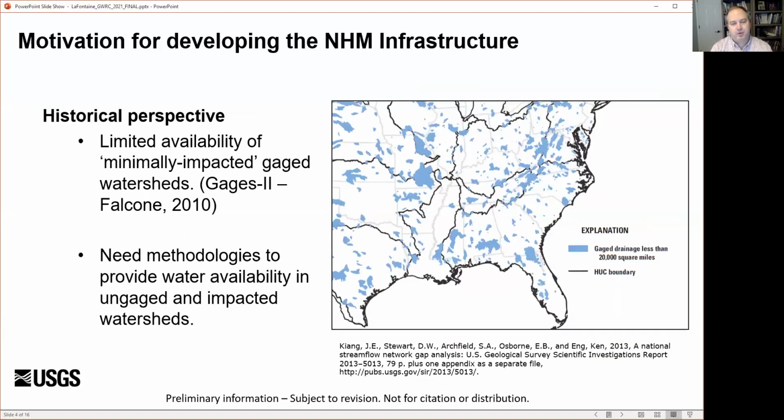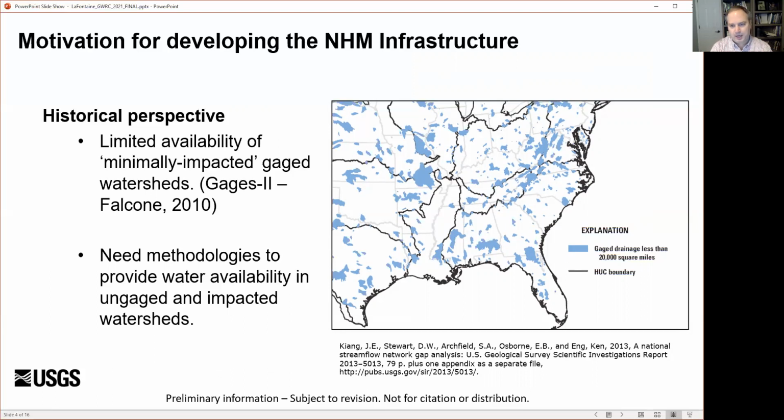Additional motivations, so when we look historically at different types of information that are available, say from a streamflow perspective. This image on the right is from a report from 2013 by Julie Kiang and others within USGS, and out of this GAGES-II data set that James Falcone developed in 2010, classifying various stream gauges across the country as reference or non-reference with respect to the amount of disturbance perhaps in a watershed, flow regulation, water use, those types of things to classify the watersheds.